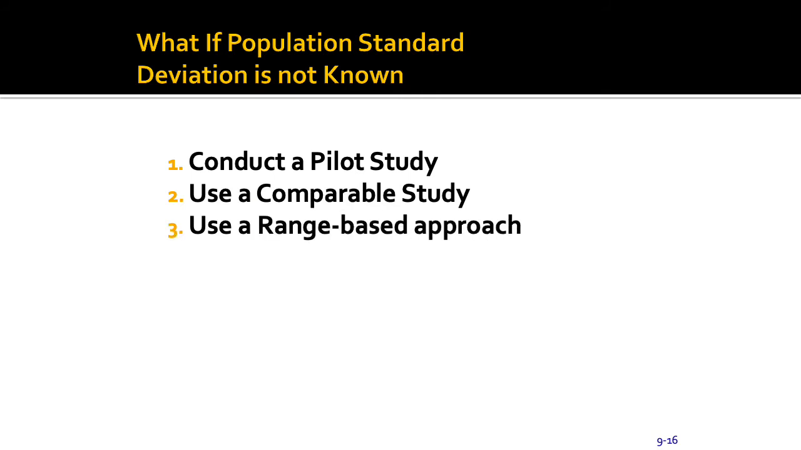So what if the population standard deviation is not known? We conduct a pilot study. We can use a comparable study, or we can use a range-based approach. So when we don't know anything about the standard deviation, we can start with a small sample and figure out effectively what the variation is there and try to generalize.